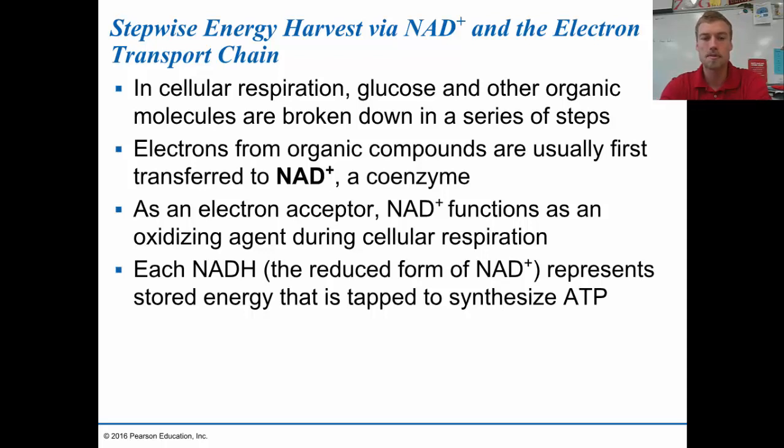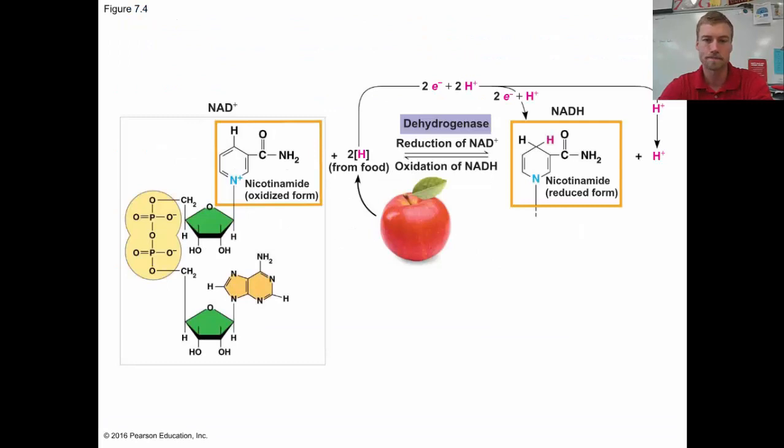As an electron acceptor, NAD+ functions as an oxidizing agent during cell respiration. So it accepts the electrons and it helps to transport them from one area to another. The NAD+, when it is oxidized, when it is the oxidizing agent, turns into NADH. So it adds on a hydrogen and 2 electrons, and it is going to be storing energy that is going to then be used in order to synthesize ATP.